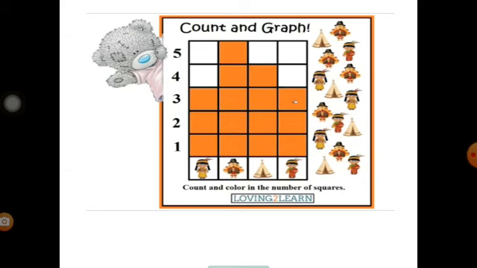Now we can look at it very easily and we can see that there are 3 Native American girls, 5 turkeys, 4 teepees. You look over here, and how many Native American boys? That's right, 3. That was super fun.